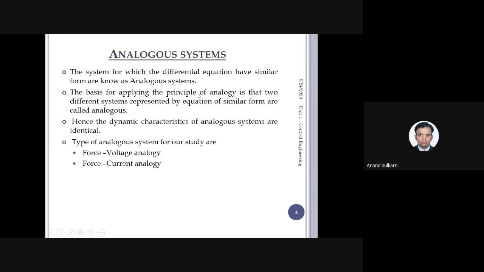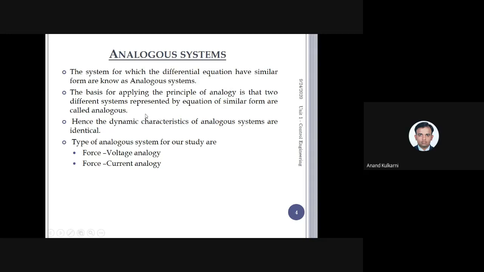The basis of applying the principle of analogy is that two different systems represented by a differential equation should have a similar form. Means what? Two different systems, one mechanical and one electrical, represented by a differential equation. If they have a similar form, then I can say that the mechanical system is analogous or equivalent to the electrical system, or vice versa. Hence, the dynamic characteristics of analogous systems are identical.